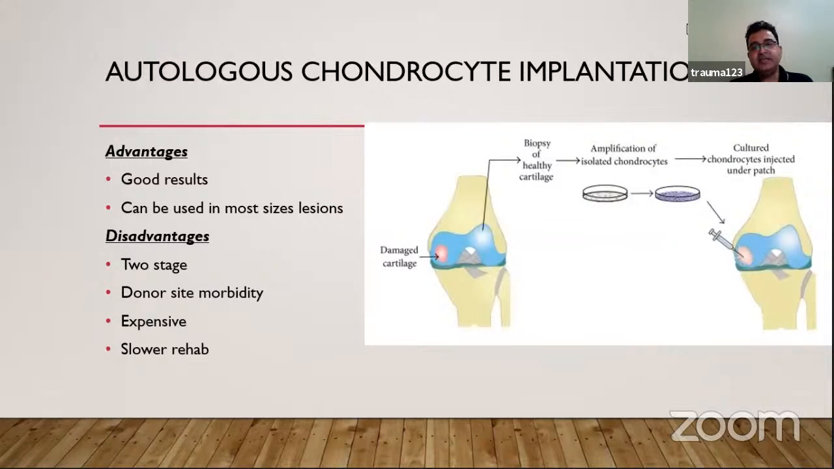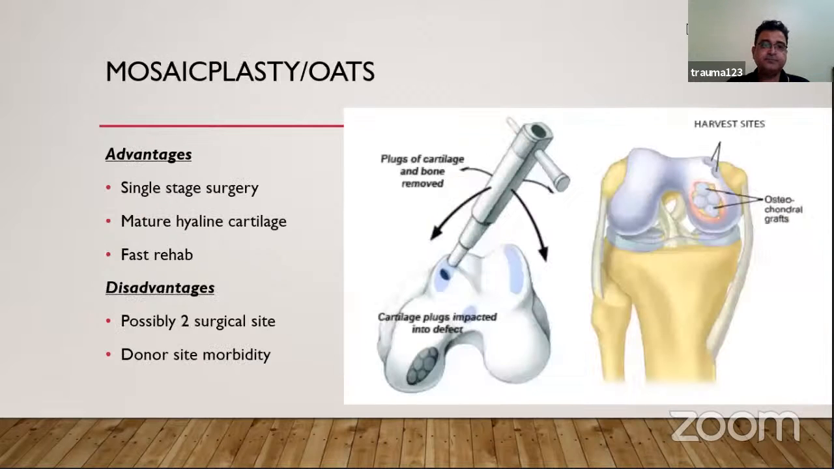Now ACI: in this case, we take a biopsy from healthy cartilage, amplify and culture it outside, then this cultured chondrocyte is injected into the damaged cartilage. Advantages: it showed good results and can be used in larger lesions. Disadvantages: it is two-stage, because first you take the cartilage and then culture it outside. There can be donor site morbidity, it is very expensive, and rehabilitation is very slow.